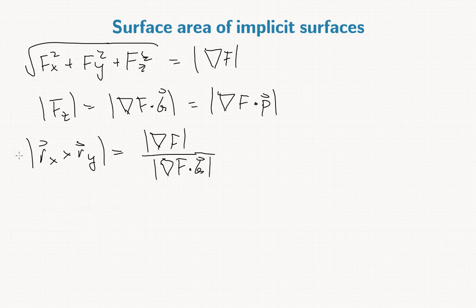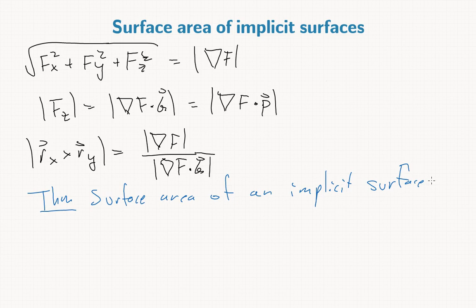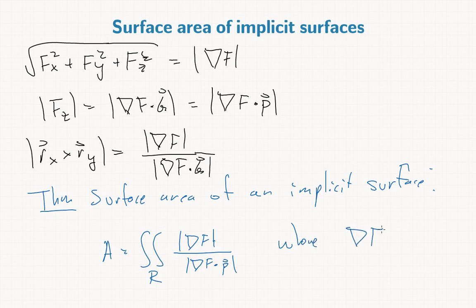So the surface area of an implicit surface is given by A equals the integral over region R of the magnitude of the gradient of f over the absolute value of del f dot p, where del f dot p is not equal to 0.